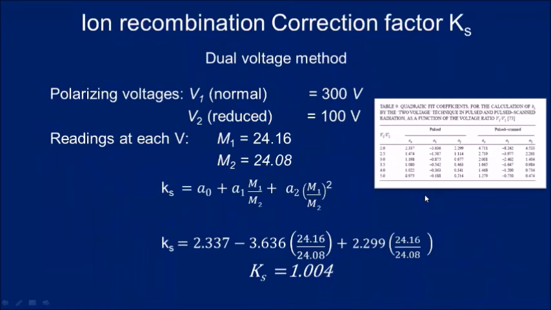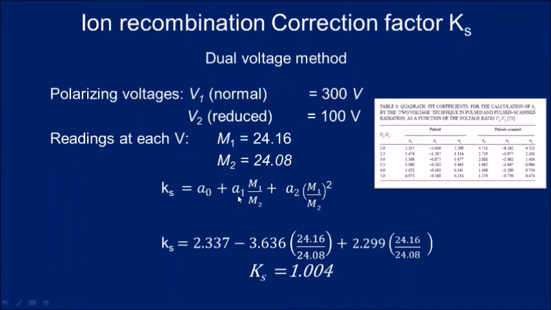The next is the ion recombination factor. If you remember, we did measurement for plus 300, and also reduced voltage of plus 100. Now, this is a pulsed beam. So you cannot use the same equation like cobalt. You have to use the pulsed beam equation and substitute the values of M1 for plus 300, M2 for plus 100, here as M1, M2.